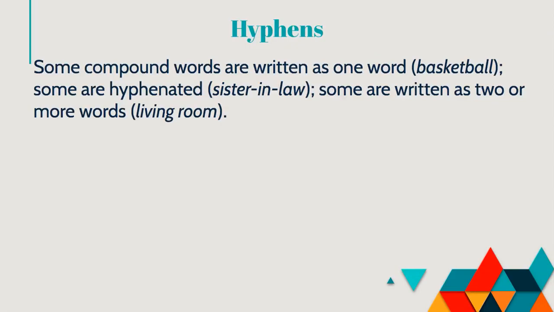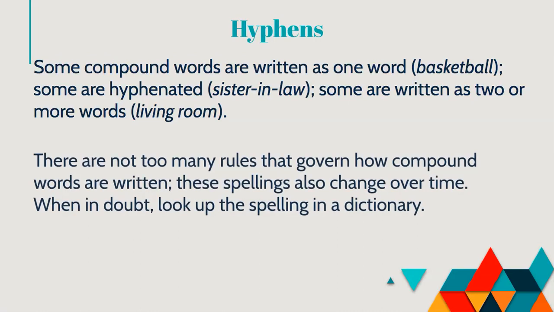Some compound words are written as one word. Some are hyphenated, and some are written as two or more words. There aren't too many rules that govern how compound words are written. These spellings also change over time. So a good example is the word email. It used to be e-mail, but it's become such a commonly used word that the hyphen kind of disappeared as it became one word. I think basketball operated the same way.